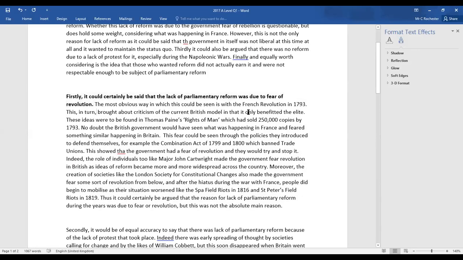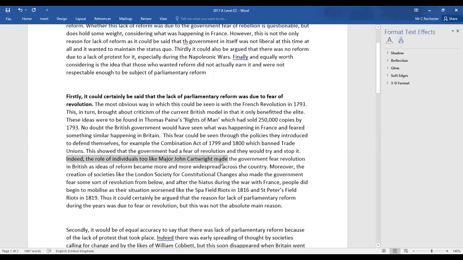The most obvious way in which this could be seen was the French Revolution in 1793. This in turn brought about criticism of the British model that only benefited the elite. These ideas were found in Thomas Paine's Rights of Man, which had sold 250,000 copies by 1793. No doubt the British government would have seen what was happening in France and feared something similar in Britain. This fear could be seen through the policies they introduced to defend themselves, for example the Combination Act, which banned trade unions. This showed that the government had a fear of revolution and they would try to stop it.